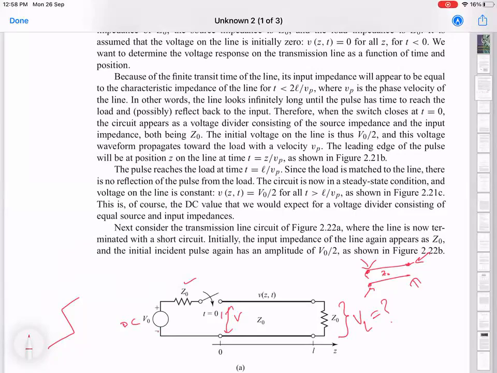Initially, it should be not V naught over 3, because initially it will be great, but when I start the switch, it will see some high frequency. And then the impedance matching will be satisfied there. So initially, it will not be. Okay, V naught. Any other options?